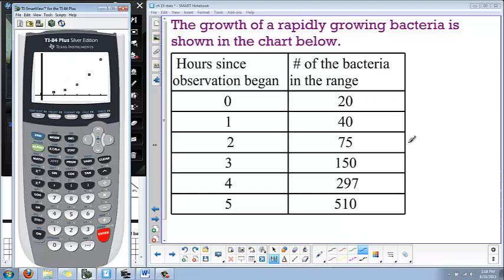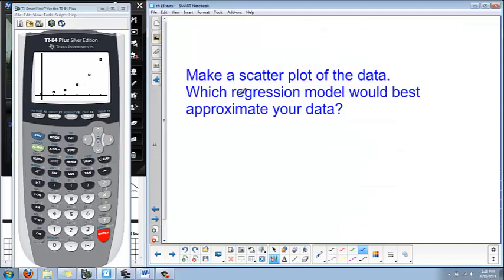That's our picture. So if this is what our scatter plot looks like, is that an exponential equation? Is that a logarithmic equation? It certainly does not look like a parabola to me, so that's not quadratic. It doesn't look like a cubic equation. To me, that looks like an exponential equation. It looks like it's exponentially growing. So which regression model would best approximate your data? I'm thinking exponential.